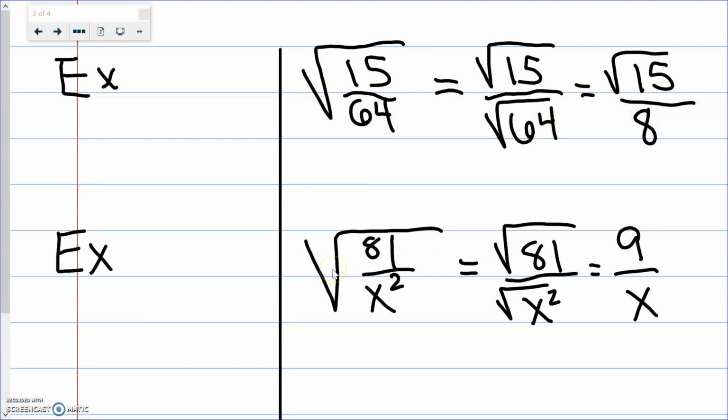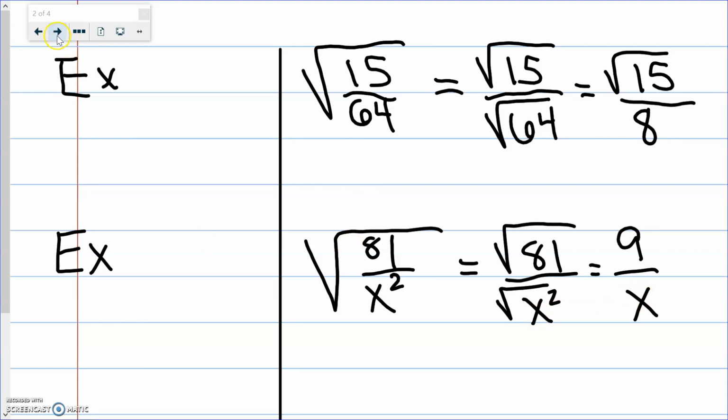We can also do this with algebraic terms. We have the square root of 81 over x squared, which breaks down to the square root of 81 over the square root of x squared. The square root of 81 is 9. Whenever you have a square as a radicand and you're taking the square root, it undoes the square, so all we're left with is our base, which is x.